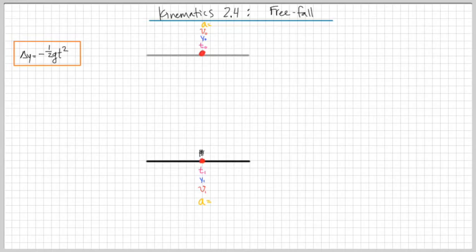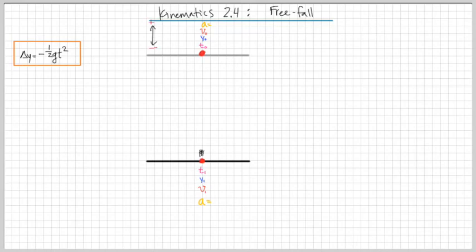I have some other kinematic variables I can list for each position. A, the acceleration, that should be the acceleration due to gravity. V naught, its initial velocity. Y naught, its initial y position. T naught, its initial time. And the corresponding things for the final time, T1, down there at the bottom.